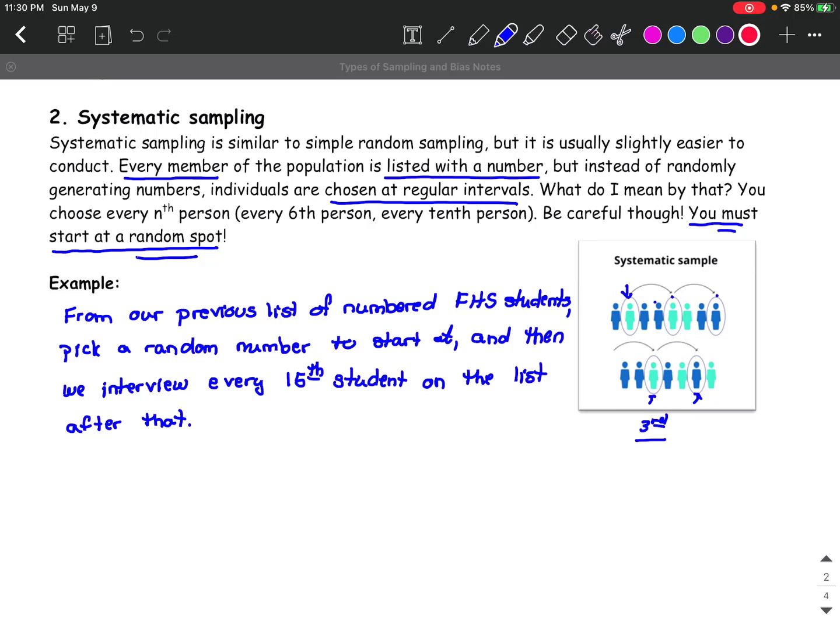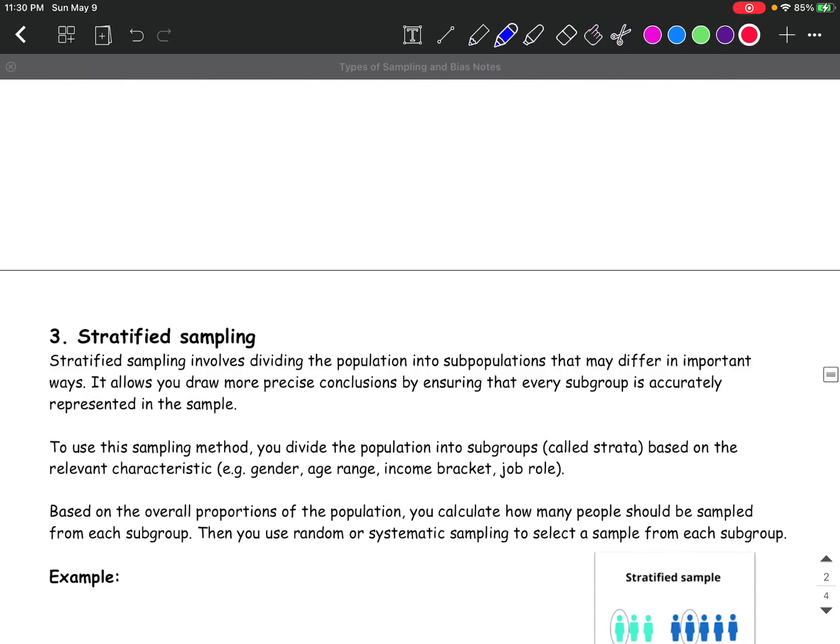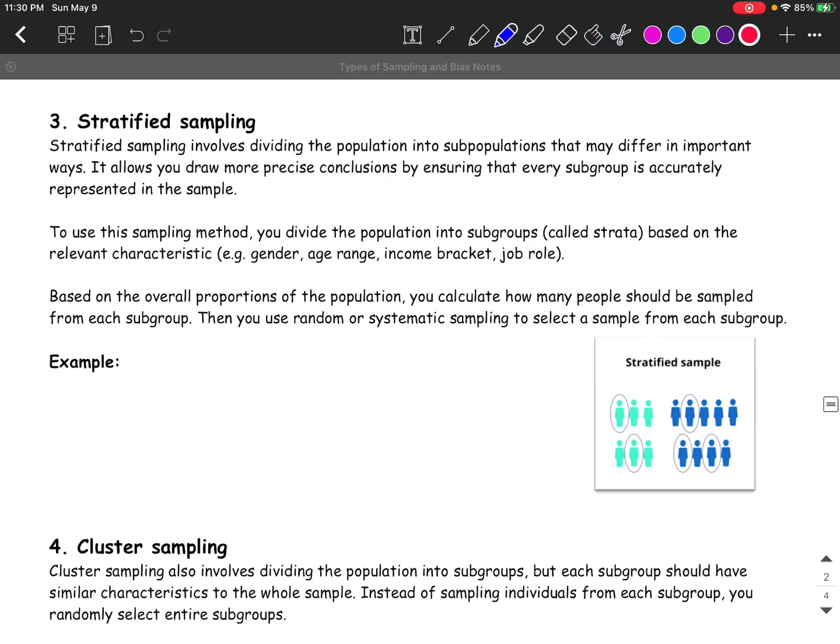And we might start with the second student, we might start with the 50th student, but once we have that starting place, then every 15 names on the list, that's who we interview. Okay, next comes our stratified sampling.